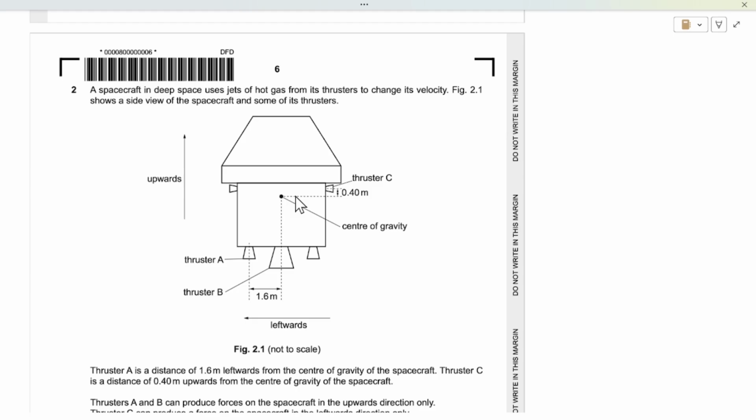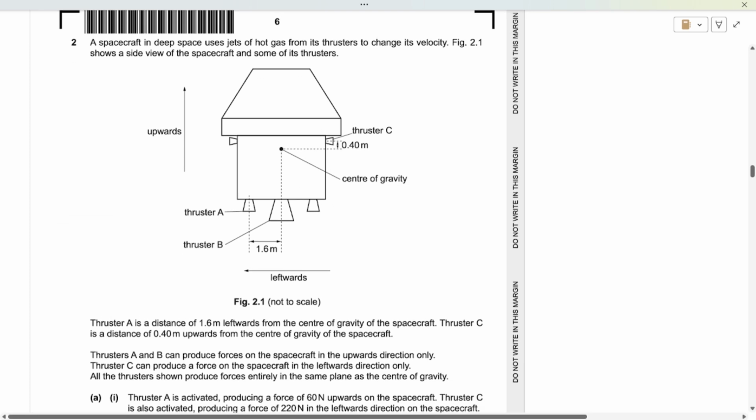Okay, they have given a figure and they have given three thrusters. Thruster A is here, thruster B is here, and thruster C is on the right hand side, pushing towards the left. Thrusters A and B are going to lift the spacecraft in the upward direction. Thruster C is going to move the spacecraft towards the leftward direction. Okay, let us get into the question.